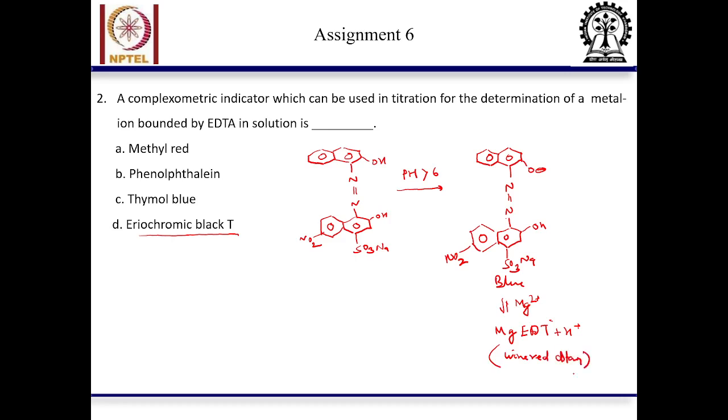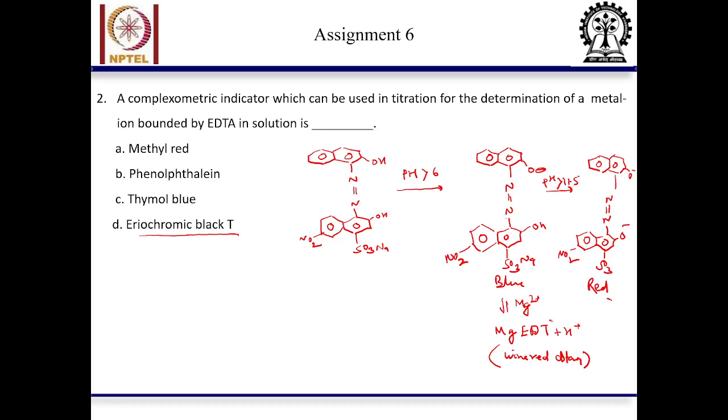Now, one more important thing. What will happen if your pH is greater than 11.5? This is O minus, this is N double bond N. This is also red color.